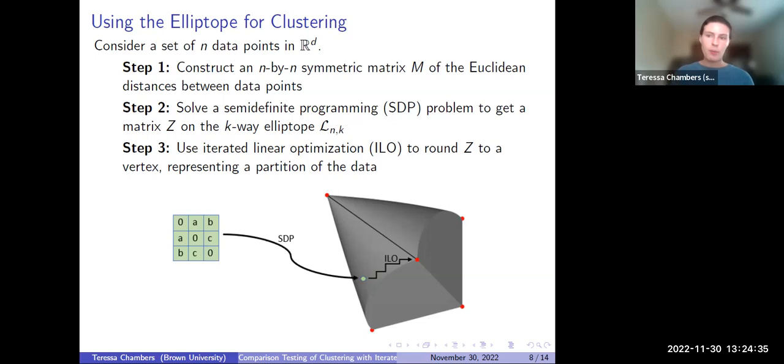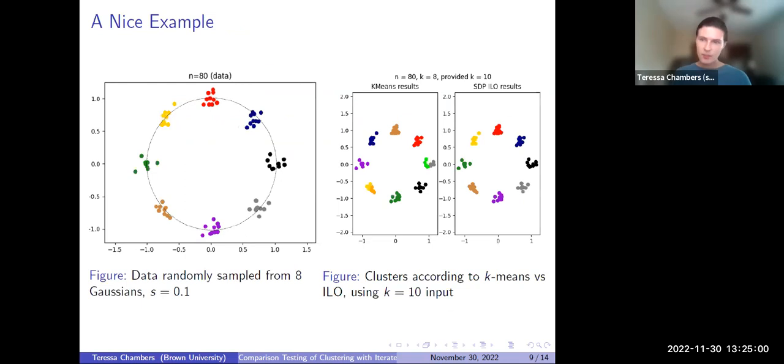And that is where we come all the way back around, full circle, to the iterated linear optimization. We take the solution from the semi-definite programming problem, we run iterated linear optimization over the compact convex space of the K-way elliptope. That takes us to a partition. That's a solution to the clustering problem. Great, that's a method. So let's take a little bit of a look at how this actually works.